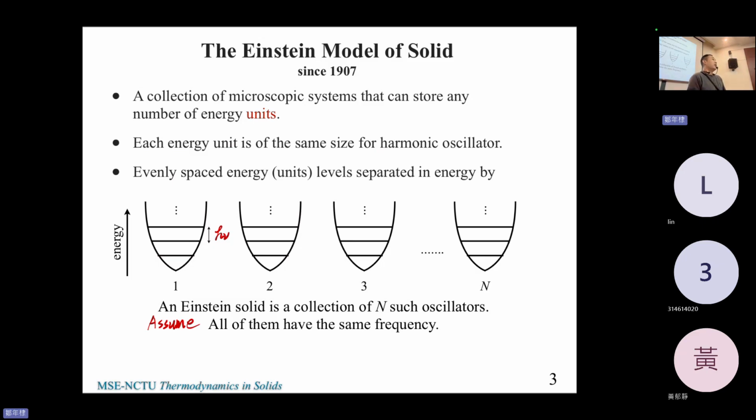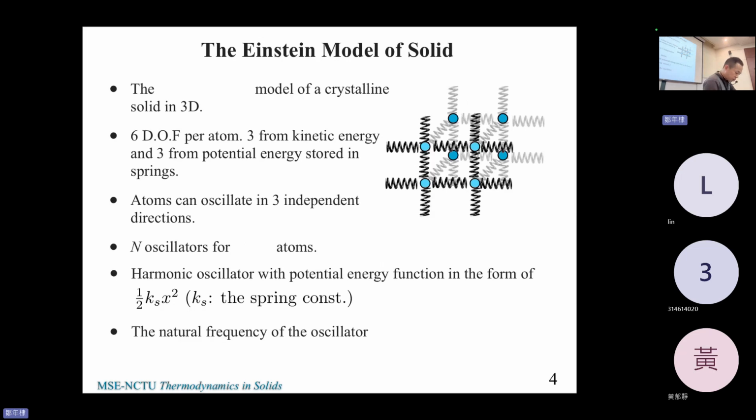Okay, next. The Einstein solid model is actually the bead-spring model, ball and spring connected together, just like what I draw on the right-hand side. 6 degrees of freedom per atom. Why? Because 3 for kinetic energy and 3 for potential energy stored in the spring.